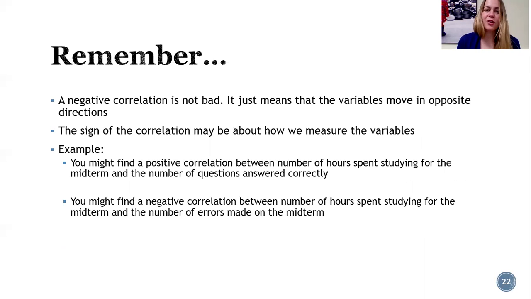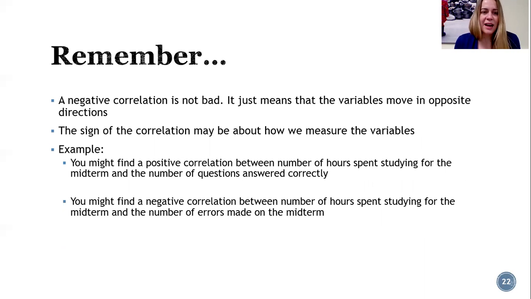So remember, a negative correlation is not bad. It's not a bad thing to have a negative correlation. It's just talking about the way that those two variables are moving around. It just means that the variables are moving in opposite directions. And the sign of the correlation might have a lot to do with how we're measuring those variables.